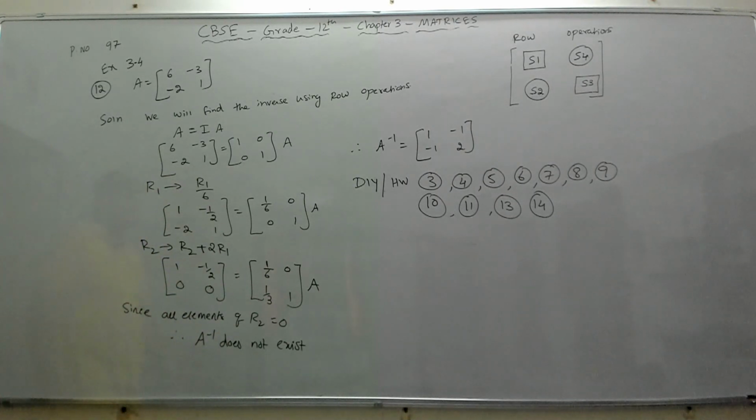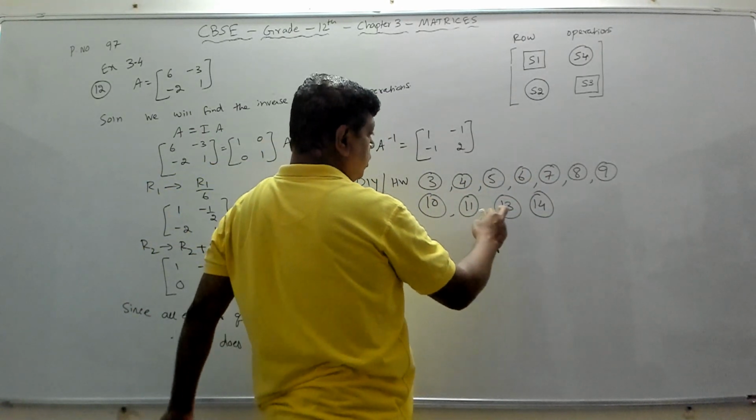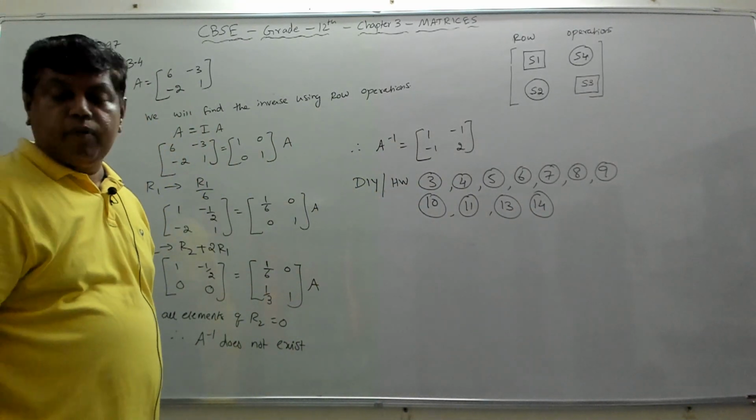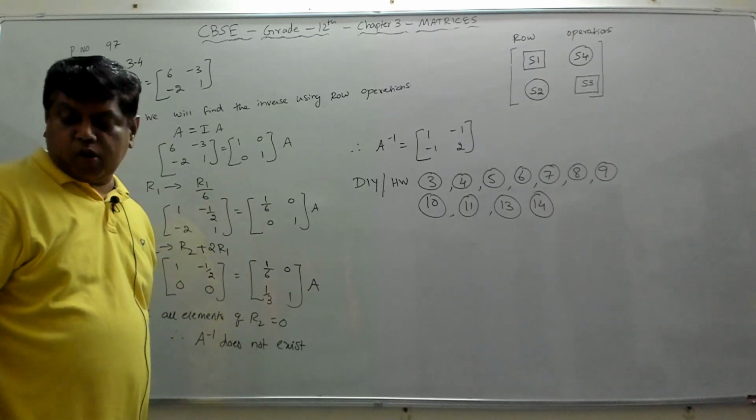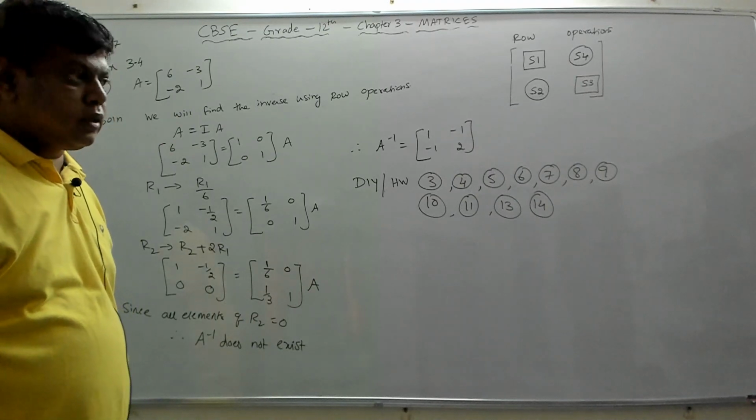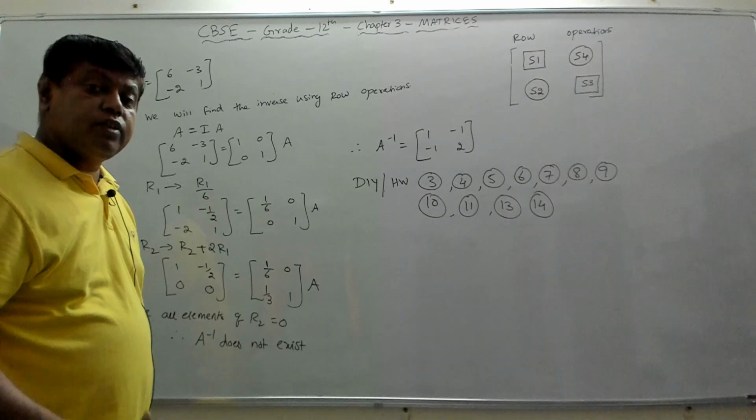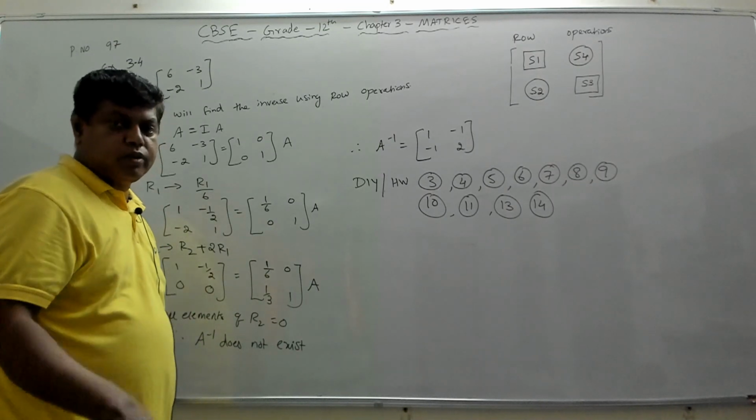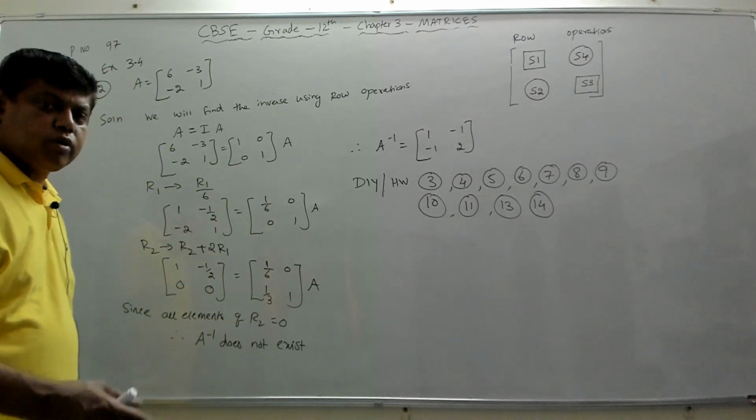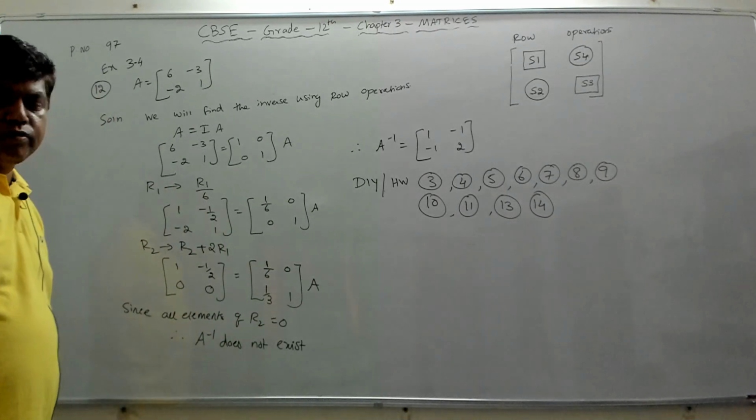Fine. Other problems like 3, 4, 5, 6, 7, 8, 9, 10, 11, 12 I have done now. 13 and 14 you can do. You can watch my next video for the continuation of the 15th, 16th problem and all that, where we will find the inverse of a 3 cross 3 matrix. The 15th, 16th and 17th problems are to find the inverse of a 3 cross 3 matrix. I will do that in my next video.